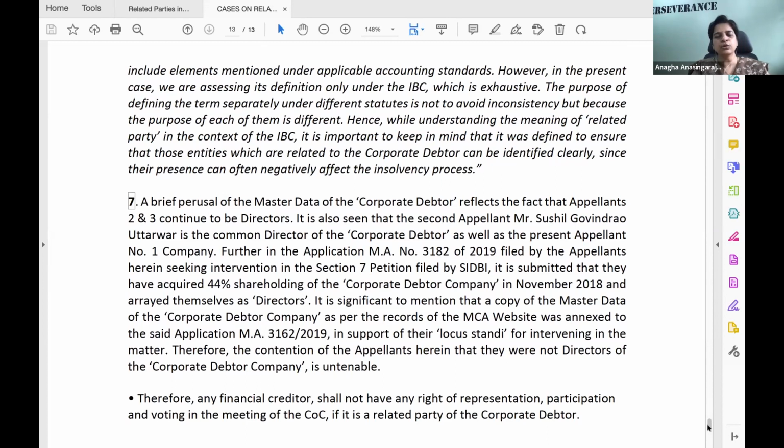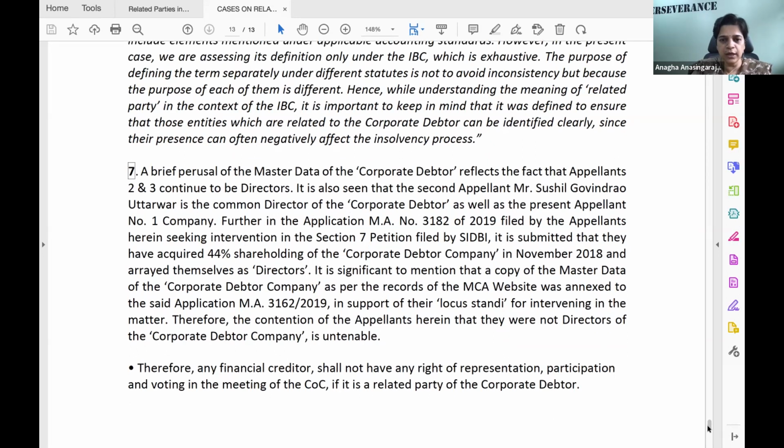So there was some other litigation also going on between the parties, and the two appellants here who are claiming that they are not related parties have done various other actions which the NCLAT has taken cognizance of, and has held that by virtue of these actions, they are held to be the related parties. So here, in the Section 7 petition, which was the initiating petition filed by SEBI, these two appellants seem to have filed an application in which they have submitted that they have acquired 44% shareholding of the CD. Which means that they themselves are the shareholders of the company, and by virtue of that, they are the related parties.